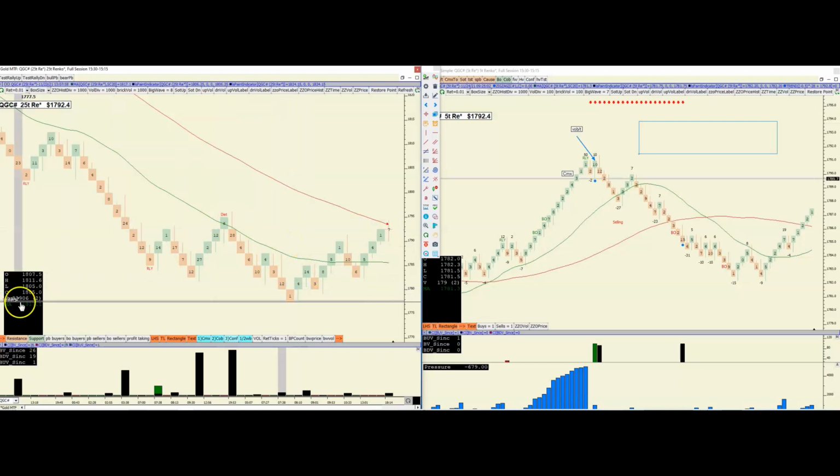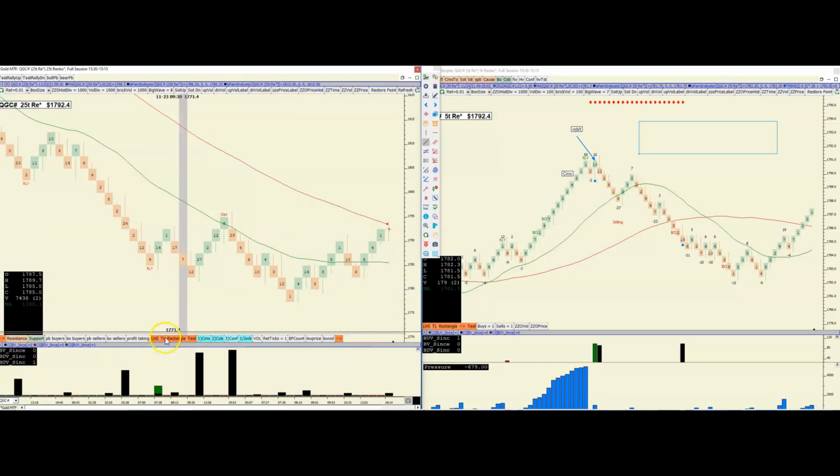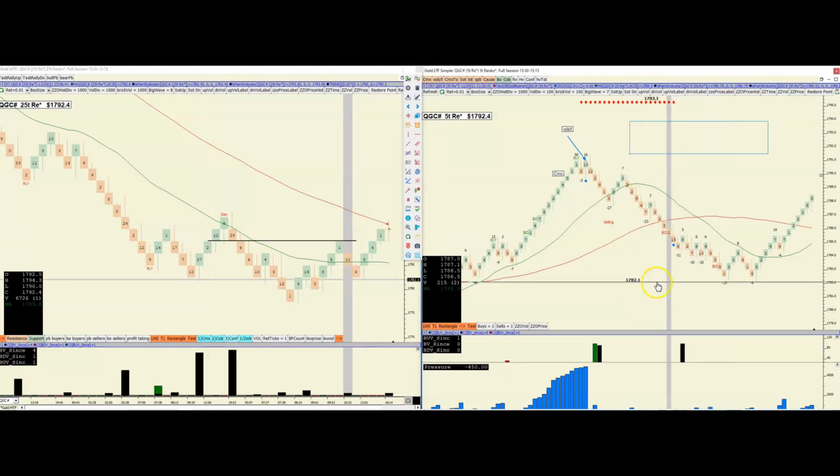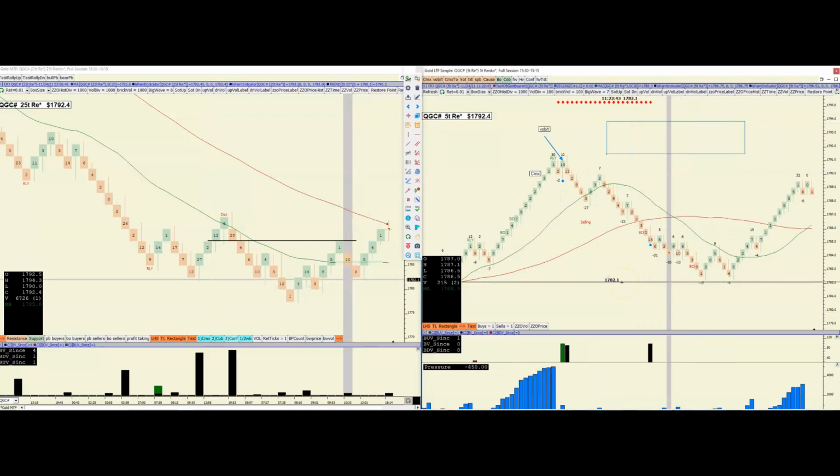All right, so it's a no-brainer to take a look at what happens on the retest here, right? So just mark that area and then go to the lower time frame. What happened on the lower time frame? Take a wild guess.